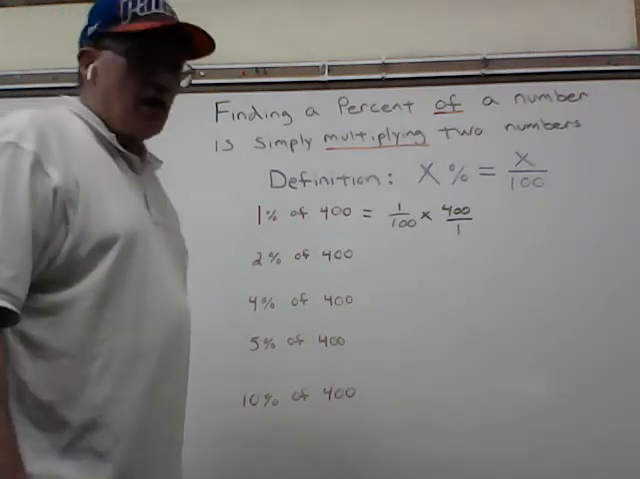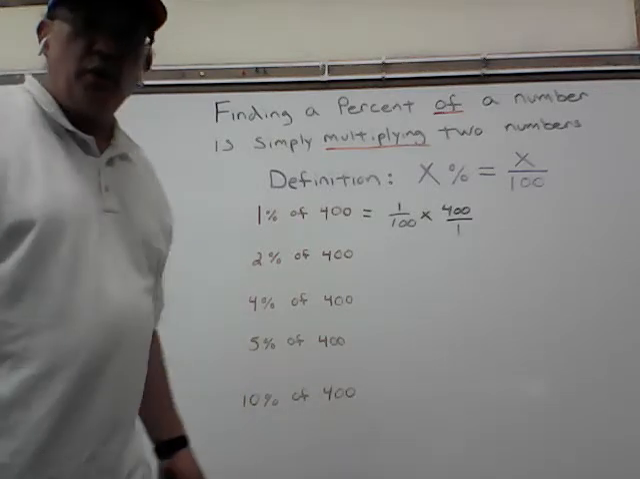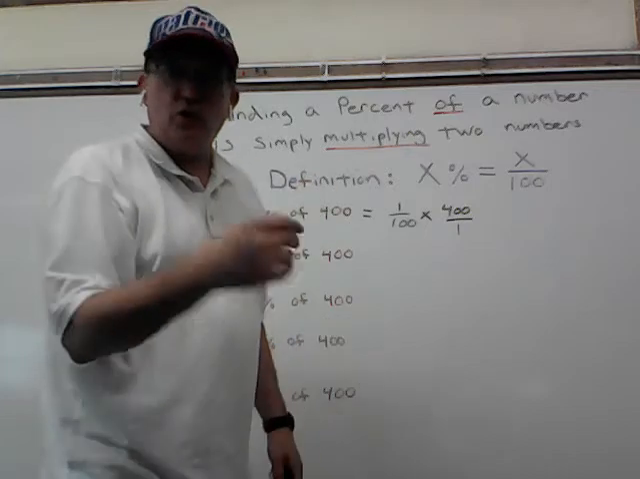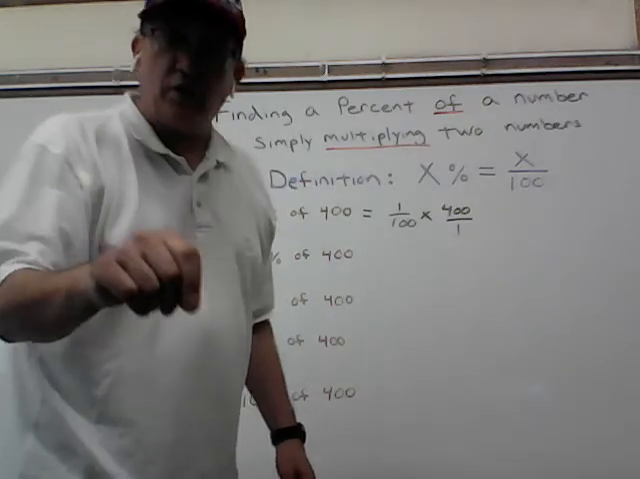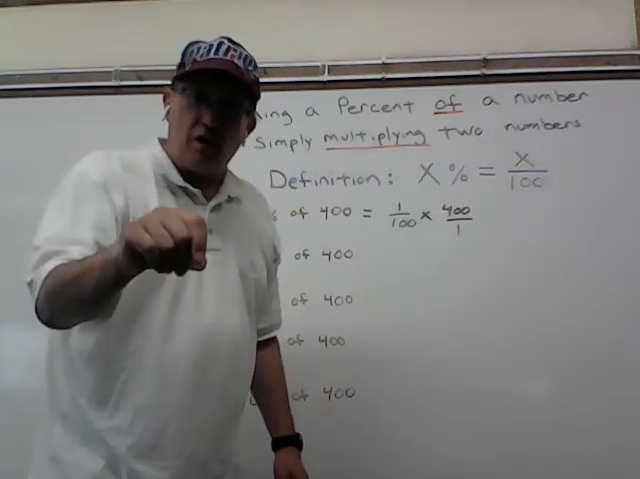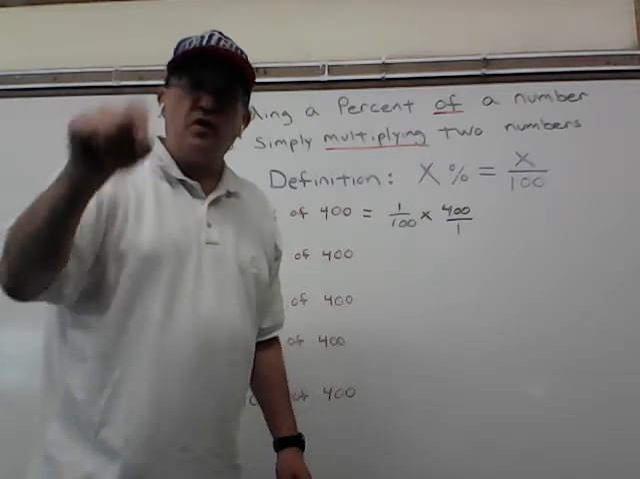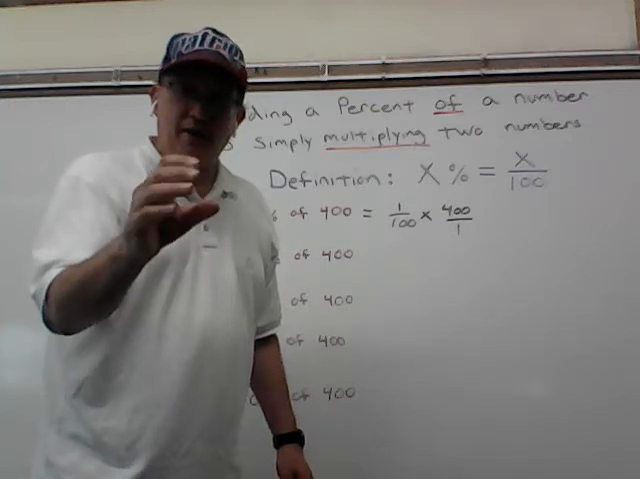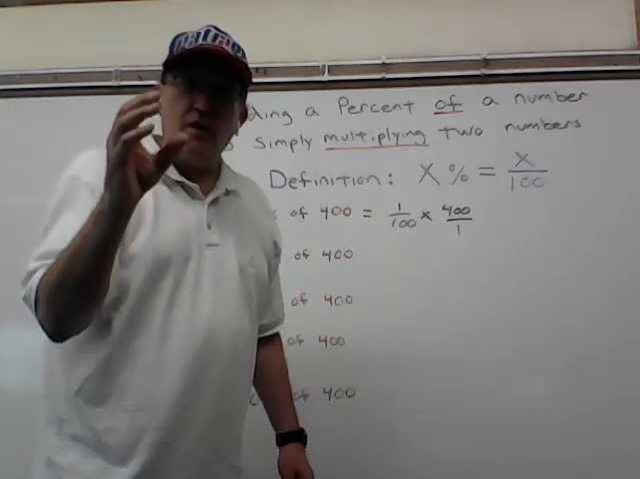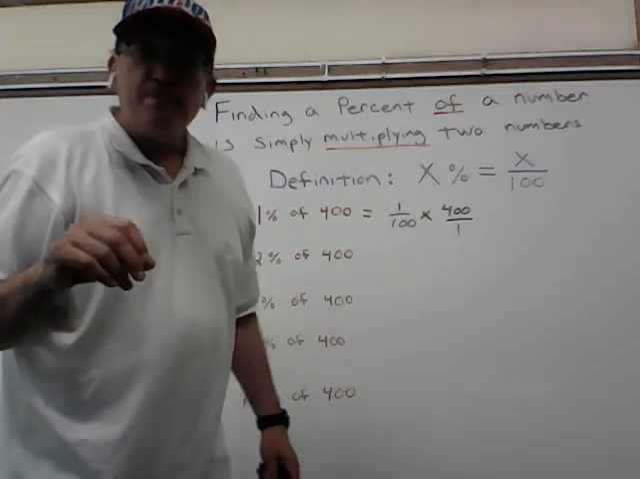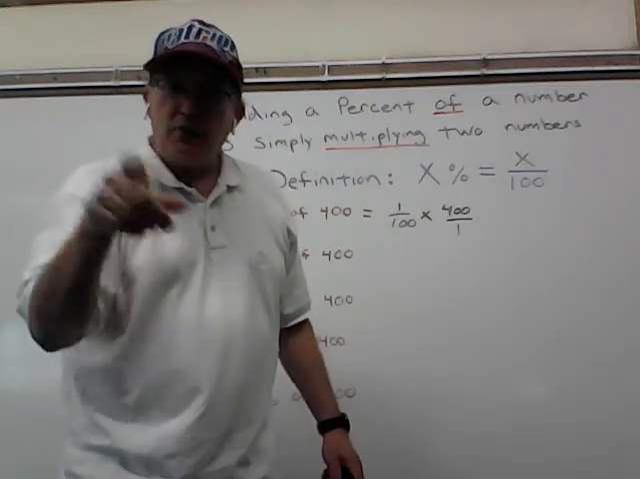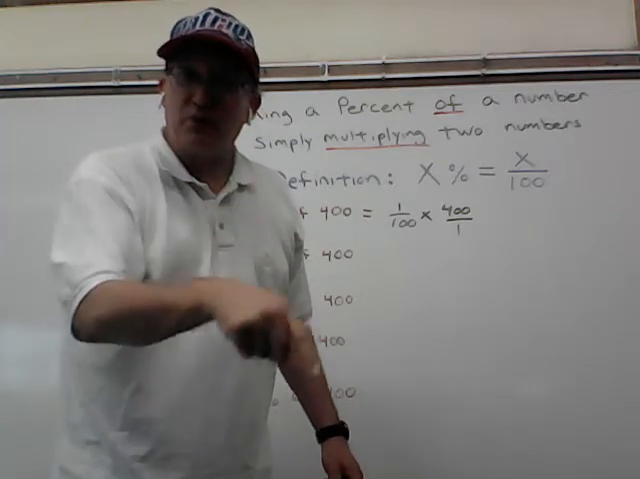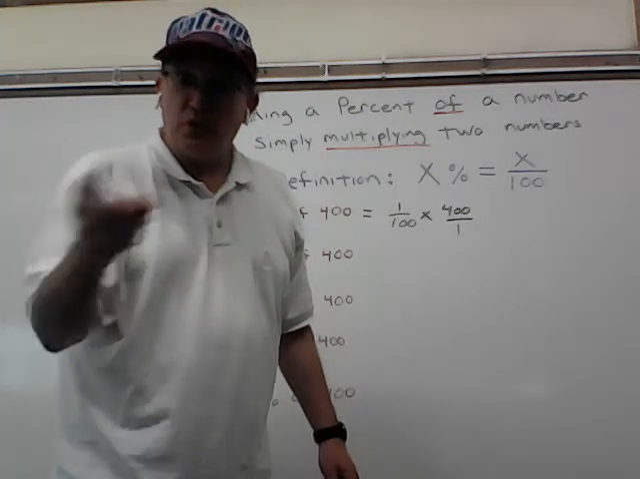Finding a percent of a number is simply multiplying two numbers. Notice I've underlined the word of and multiplying. We've connected those. When we learned how to multiply with fractions, we started with this word of, understanding 2/3 of 9, for example. Remember that? Basic starting point for multiplying two fractions. We think of 2/3 of 9 as being 2 times 1/3 of 9. 1/3 of 9 is 3. 2/3 of 9 is 2 times 3 or 6.